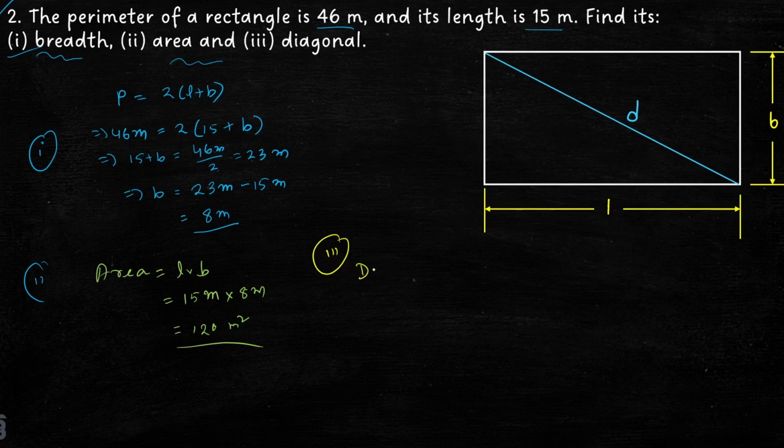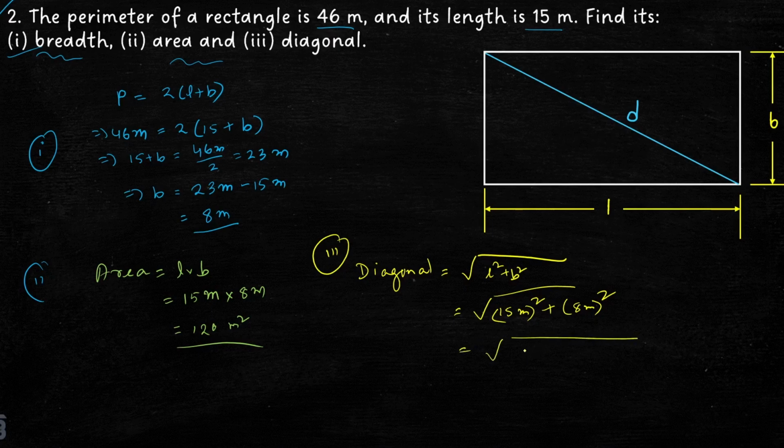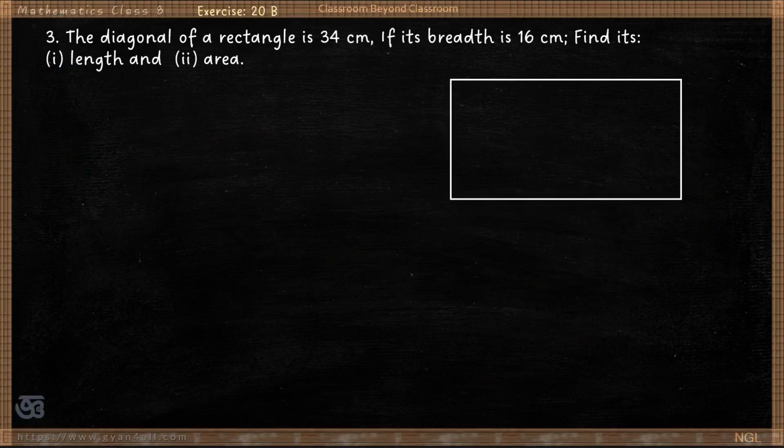So diagonal is equal to root over L square plus B square, and that is equal to root over L is 15 square plus B is equal to 8 meter square. So that is equal to 15 square is equal to 225 plus 64 meter square, and that is equal to root over 289 meter square, and if you find the square root, you will get 17 meter. So diagonal of the rectangle is 17 meters.